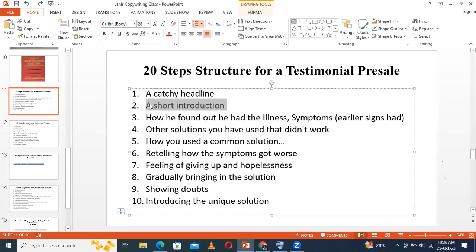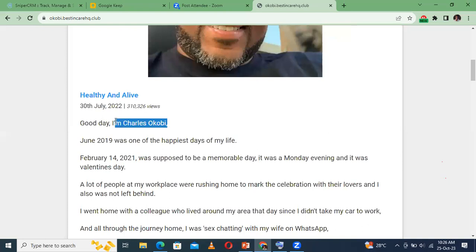So now let's check that in the copy. So, good day, I'm Charles Okobi. It's very short and simple, straightforward. Good day, I'm Charles Okobi. That's just short introduction. You can add extra if you want, but make sure it's not more than one sentence.